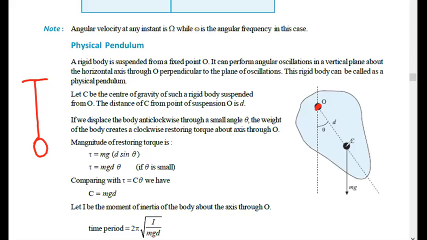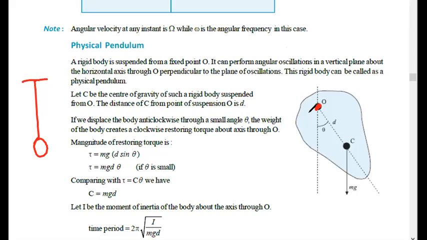This is the center of mass. Now, the concept is the same. The only thing that will change is that instead of a force equation, I'll use a torque equation. Yes or no? Because there'll be a torque because of this force, because of this mg. Agree? Simple concept.